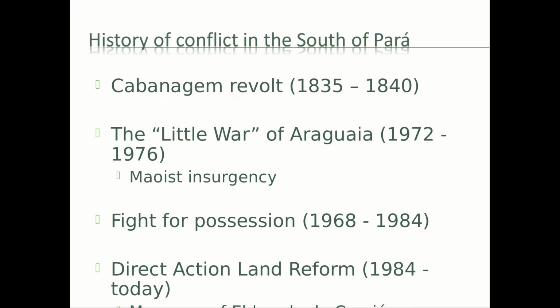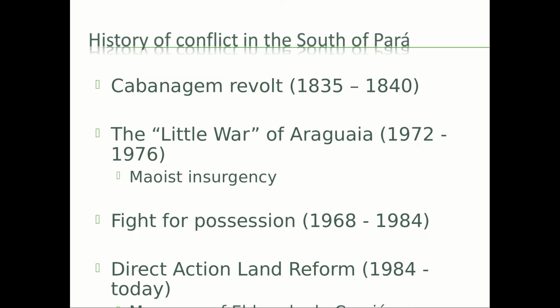This was much like the kind of Maoist and communist insurgencies we saw across Latin America during the 60s and 70s. And then, of course, during this time, kind of simultaneously, there was a fight over land between the people who had been there for a long time but had no legal access to the land. They just were there using it. And those people who'd been granted access to the land by the Brazilian military dictatorship.